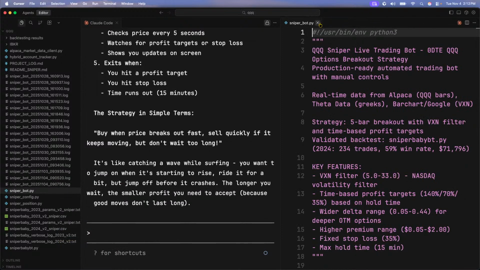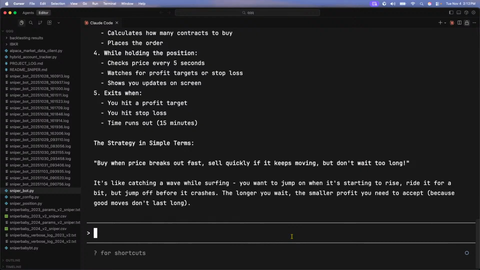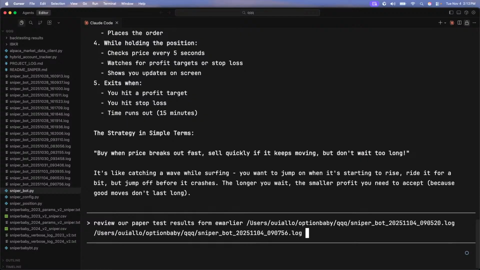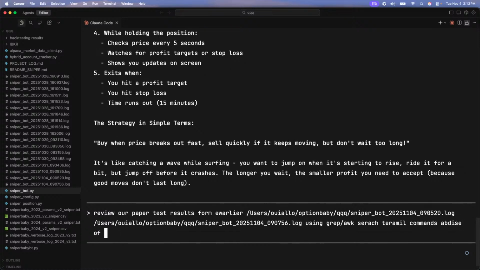what I'm going to have it do is review our log from today. Because remember, I told you we ran our paper test earlier. A paper test is being able to test on current data, whereas a backtest is being able to test on historical data. So review our paper test results from earlier. Then using grep and awk, which are just different types of terminal search commands, advise of findings and what happened today during trading.